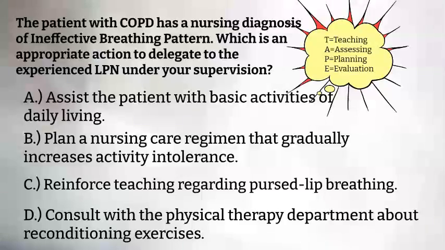Option A, assist the patient with basic activities of daily living. Well, performing ADLs is certainly within the scope of practice for RNs, LPNs, and assistive personnel. So we'll put a question mark here as a possibility. Option B, plan a nursing care regimen that gradually increases activity and tolerance. Well, right away we see the word planning, and care planning can only be performed by the RN, so we can immediately exclude this one.